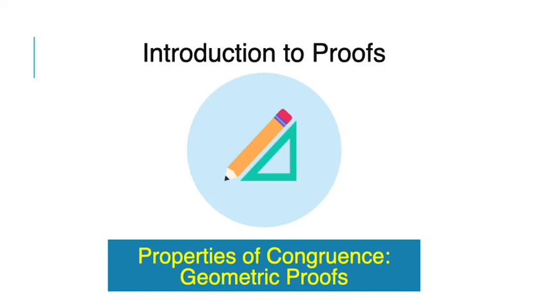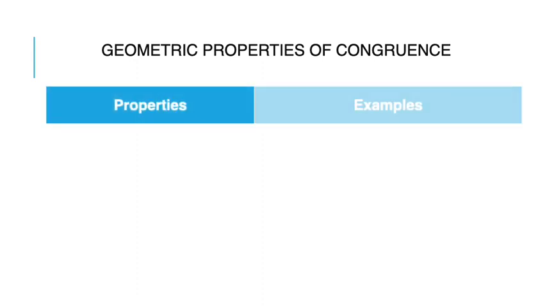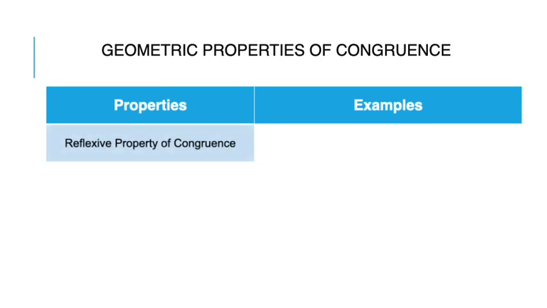This lesson is an introduction to geometric proofs, and we'll be looking at the properties of congruence. Properties of congruence are closely related to the properties of equality. So let's have a chart, property on the left and an example on the right, and we'll start with the reflexive property of congruence. Now, the reflexive property of equality says any number is equal to itself.